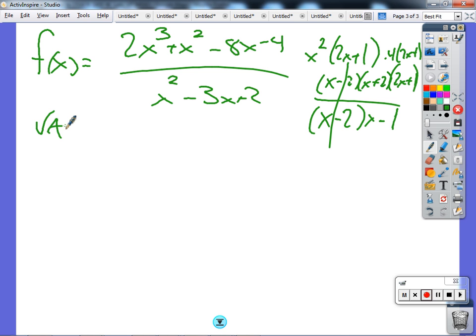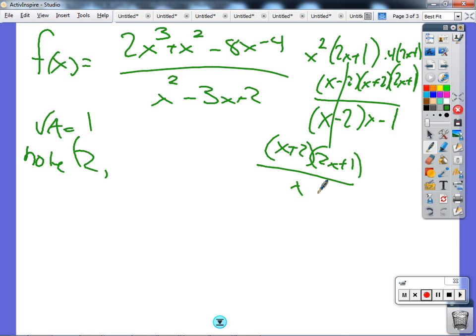My vertical is at 1. My hole is at 2, comma what? How do I find the what? Well, technically I am doing this: x plus 2, 2x plus 1 over x minus 1. Plug it in. Figure out what that is. What's 2 plus 2? 4. 2 times 2 is 4 plus 1 is 5, so 20 on top, because 4 times 5 is 20. And 2 minus 1 is 1. So my hole is at 2 comma 20.